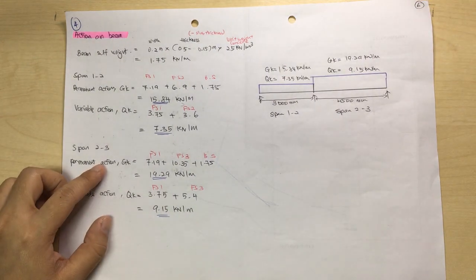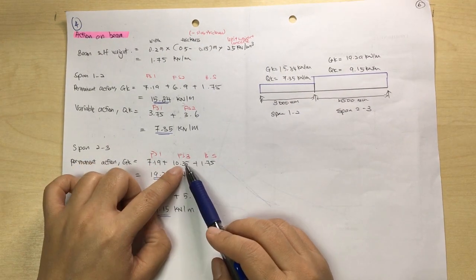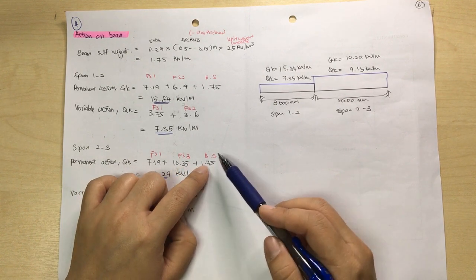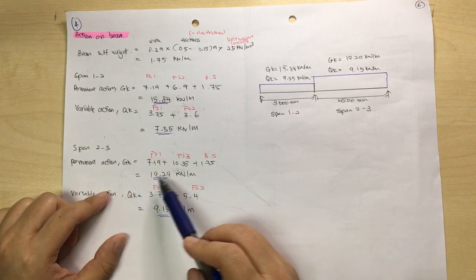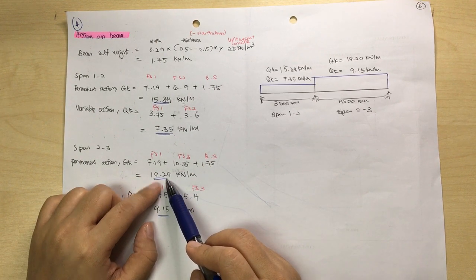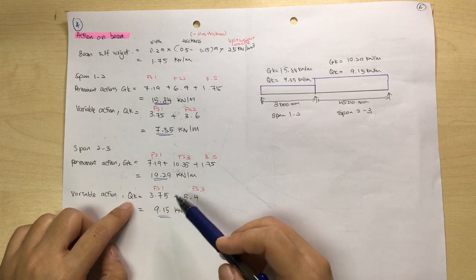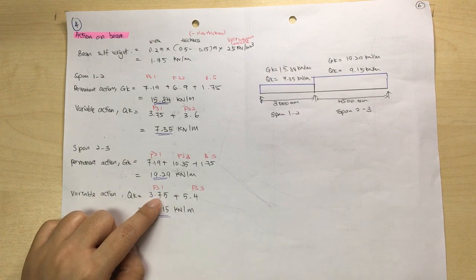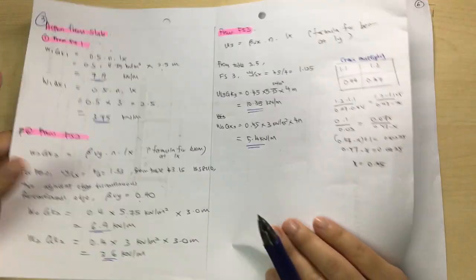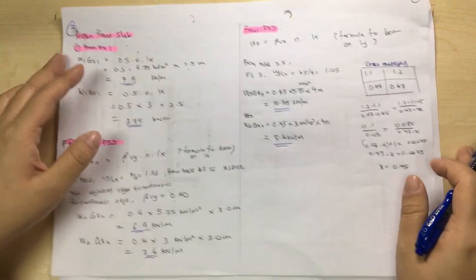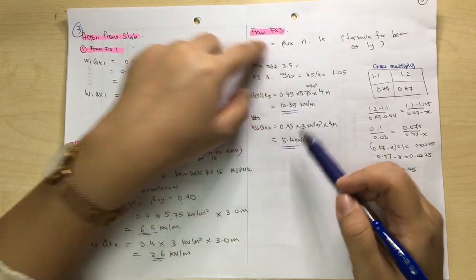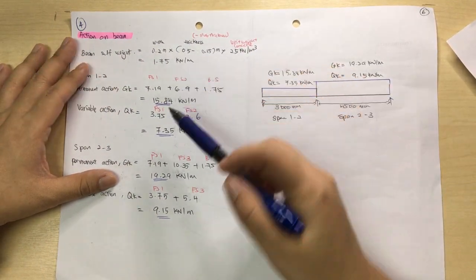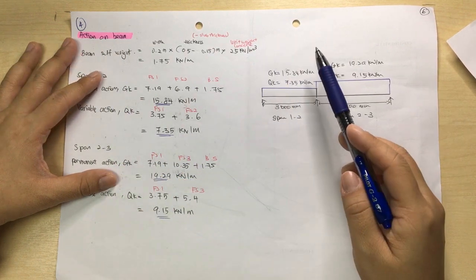For span 2, 3, FS1 is 7.19, FS3 is 10.35, and the beam self weight is 1.75. So you total up, you get 19.29. For variable actions, QK is FS1 plus FS3, meaning the slab variable actions. So it's 3.75 from FS1 plus 5.4 from FS3. You total, you get this value. So basically we already get the span 1 and 2 actions.